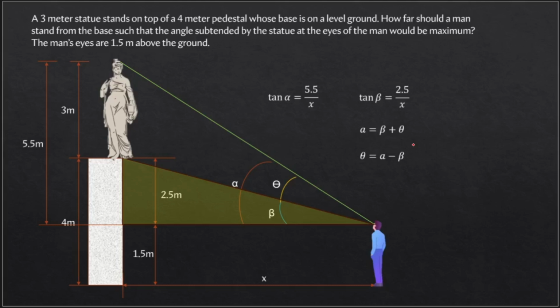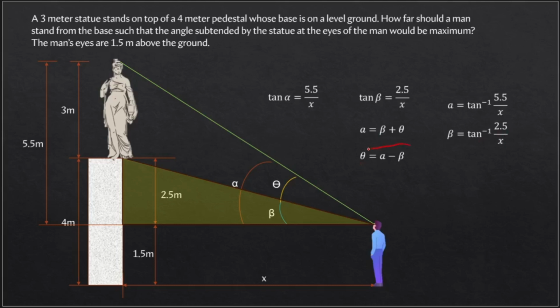But then, since we need the numerical values of the angles, we need to obtain alpha and beta by taking the arctangent of both sides for the following equations. And so for alpha, we have arctangent of 5.5 divided by x. Then for beta, we have arctangent of 2.5 divided by x.